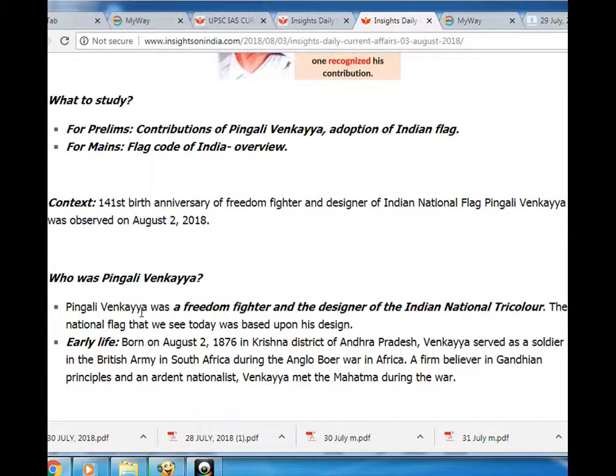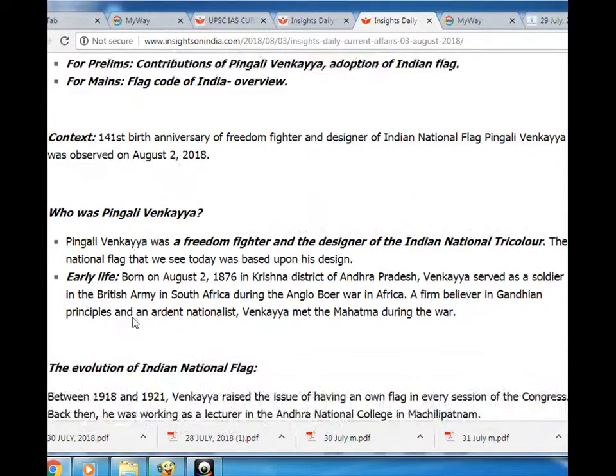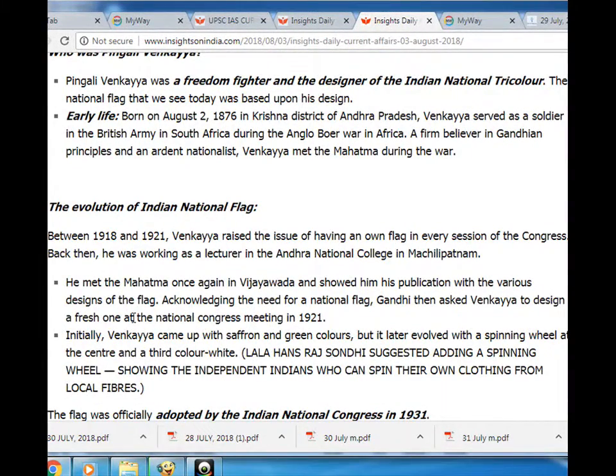Early life: born on August 2, 1876 in Krishna district of Andhra Pradesh, Venkayya served as a soldier in the British Army in South Africa during the Anglo-Boer War in Africa. A firm believer in Gandhian principles and an ardent nationalist, Venkayya met the Mahatma during the war.